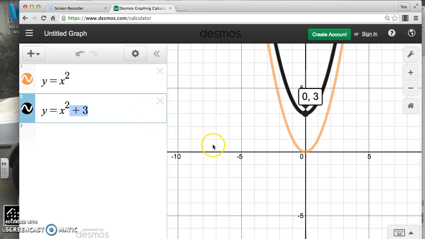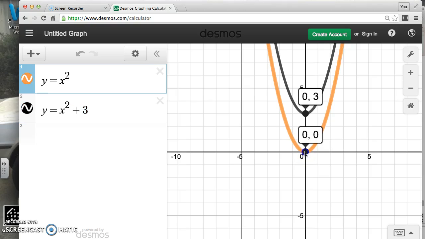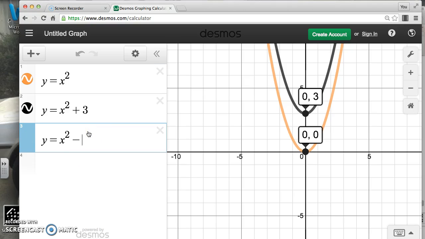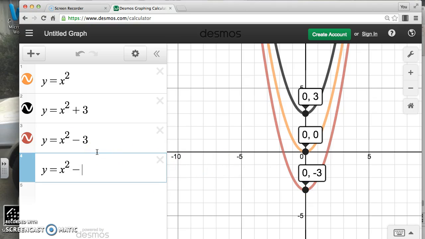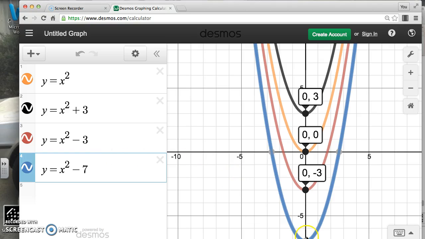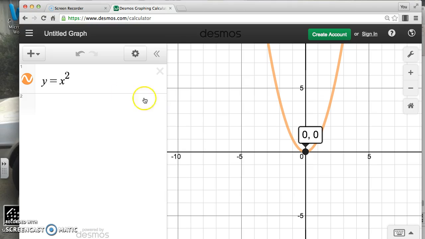But of course, this is a parabola, so your standard vertex would be at 0, 0, but now you've shifted it up to 0, 3. Let's go into minus 3, and as we'd expect, it shifts it down 3. Make another one, and let's go minus 7, and again, it shifts it down to negative 7. So this number at the end shifts it up or down, and we can clearly see that based on the numbers here.